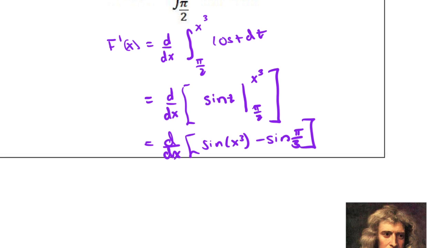Now from here, what is the derivative of sine of x cubed? Well, that, of course, is your cosine x cubed times your 3x squared. And what is the derivative of sine of pi over 3? Well, you know that's a number, so it's going to be 0.